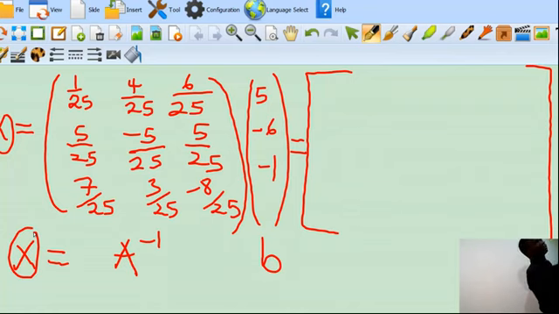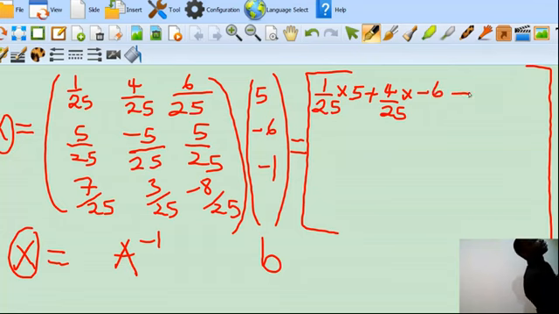From that you can have something like 1/25 multiplied by 5, plus 4/25 multiplied by -6, plus 6/25 multiplied by -1. You are going to repeat the same step, the same procedure for the second row and the third row.